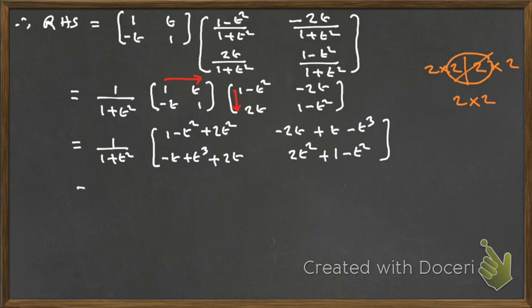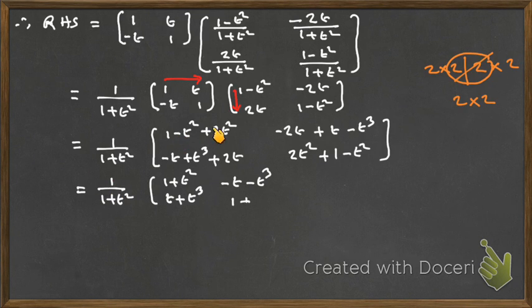Do a little bit of simplification there. So 1 by 1 plus t square would stay there. Here there is a bit of simplification. 2t square minus t square is plus t square. So 1 plus t square. Here minus 2t and plus t will give me minus t and minus t cubed. Here minus t and plus 2t would give me plus t and plus t cubed would stay there. 1 plus 2t square minus t square is 1 plus t square. So this is what I have here, but I can see that that's going to give me 1 plus t square as a common factor. So I'm going to show that step.